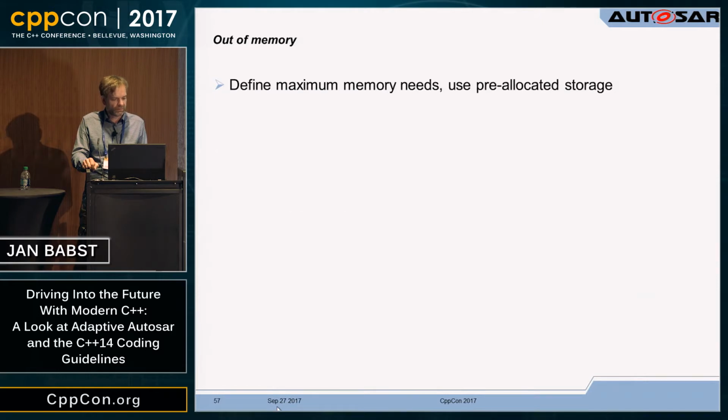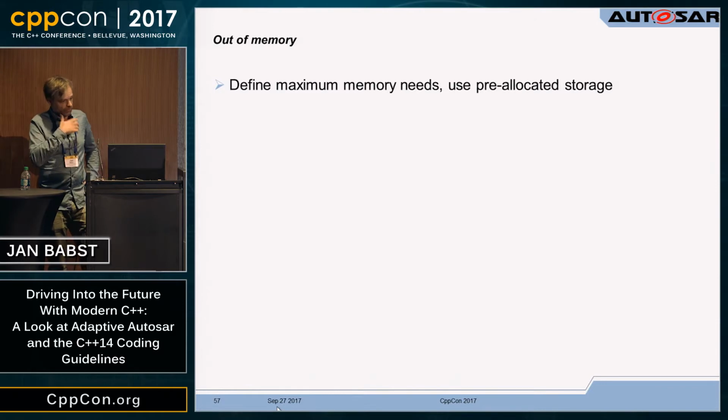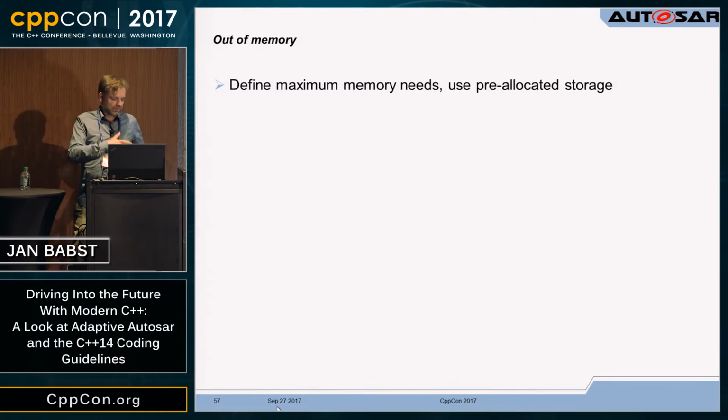And out of memory, well, you have to look at your system. Typically you can specify a maximum memory. You do that implicitly already when you design hardware. You can do it for the software as well. So the typical thing is you use pre-allocated memory and allocate from there.